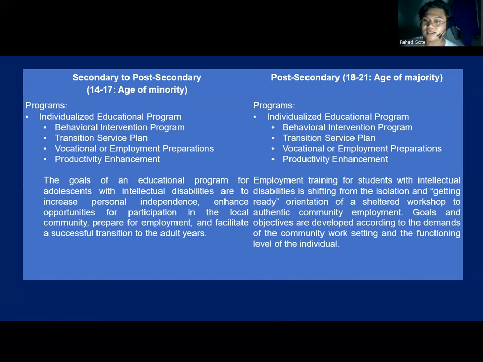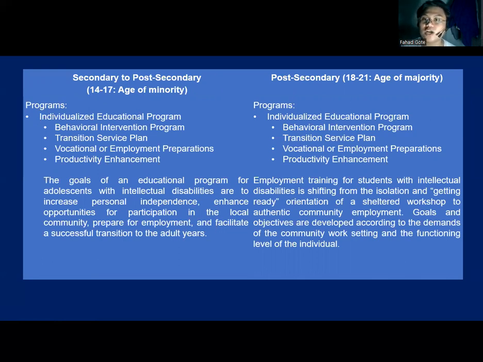So adolescents with intellectual disabilities need opportunities for interaction with peers without disabilities. So access to community events, sustained social relationships, and involvement in choices that affect their lives. And so it is very important for the child with this intellectual disability to interact with other peers or regular peers.